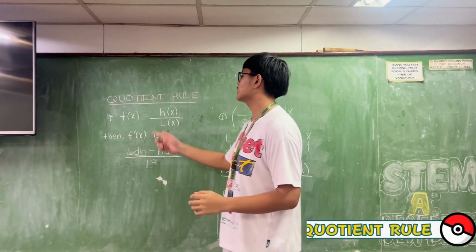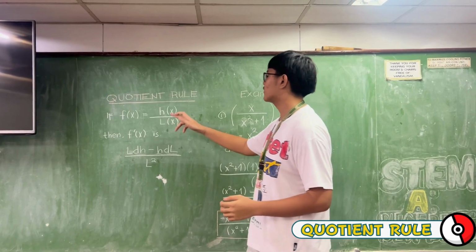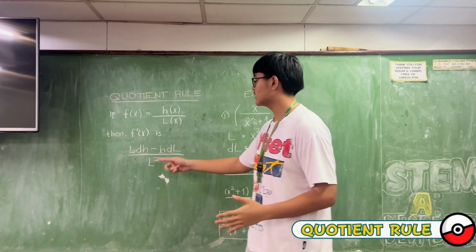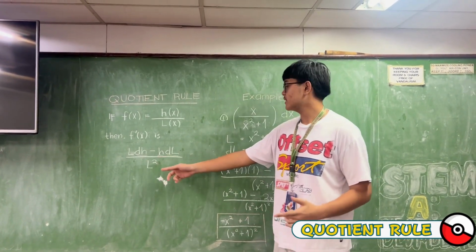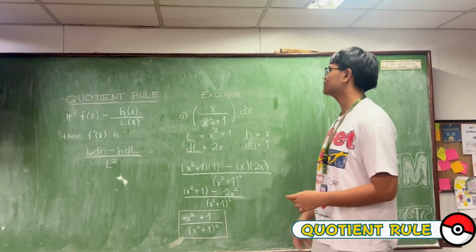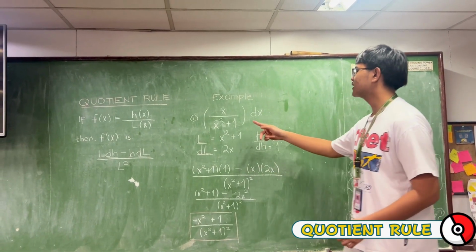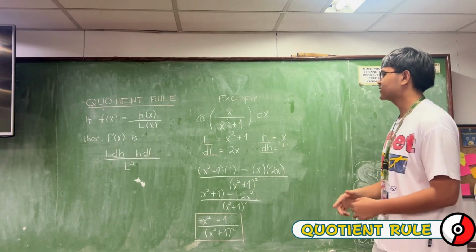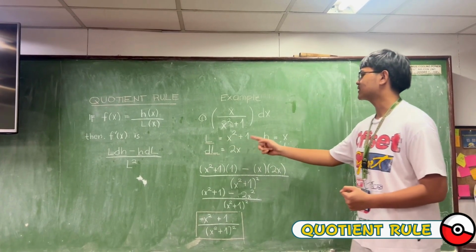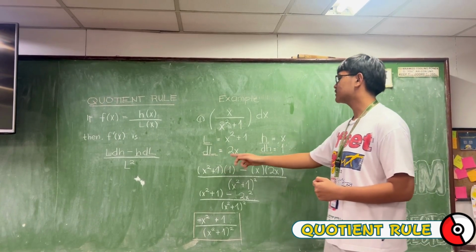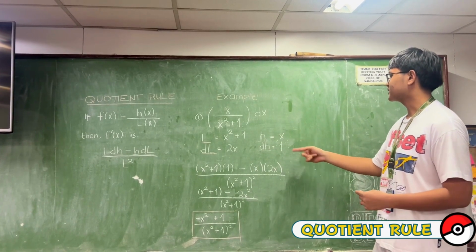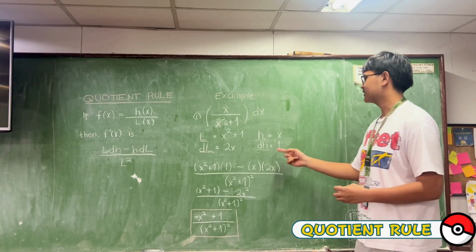In the quotient rule, if f of x equals high over low, then f prime of x is low multiplied by the derivative of high minus high multiplied by the derivative of low, all over low squared. For example, we're going to find the derivative of x over x squared plus 1. First, we're going to find the low and high. The low equals x squared plus 1, and the derivative of low is 2x. And next is high. High equals x. The derivative of high is equal to 1.